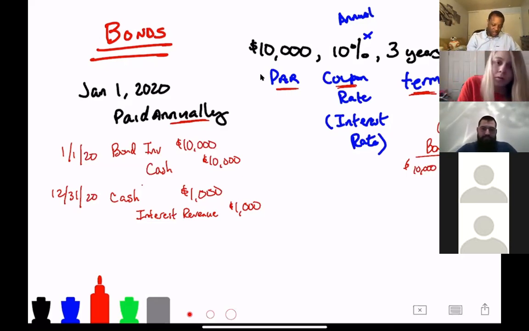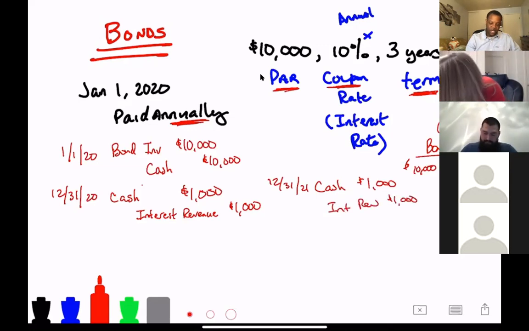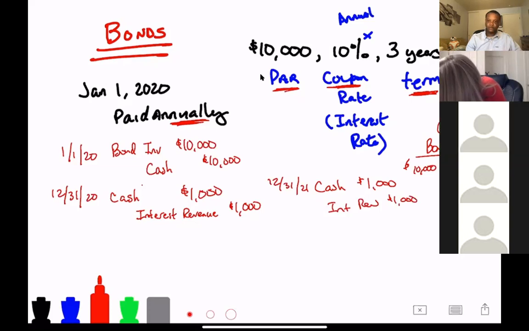At the end of the second year, 12/31/21, they said pay us annually for 3 years. The interest they're going to pay us is the coupon rate times the par. So we're going to get another $1,000 in cash, and we're going to credit interest revenue for $1,000. How are we doing so far?